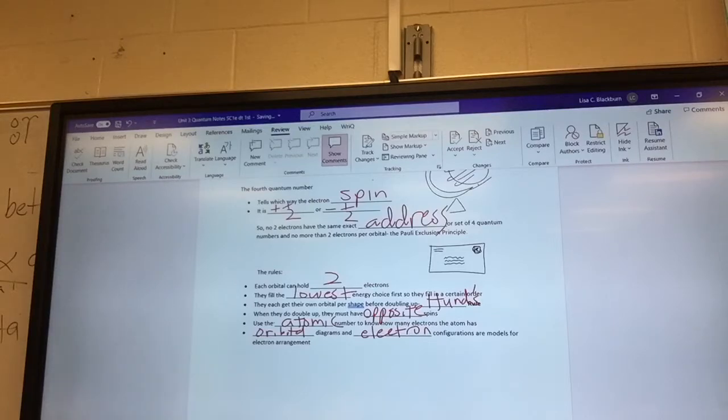Yes, that's the data sheet. Wait, one per group or two? One per person. It's going to go in your packet.